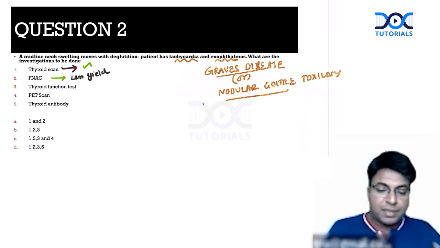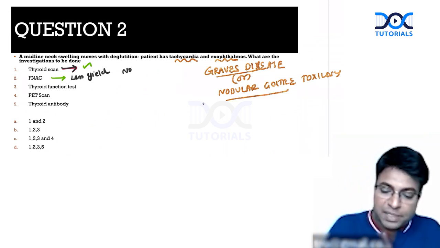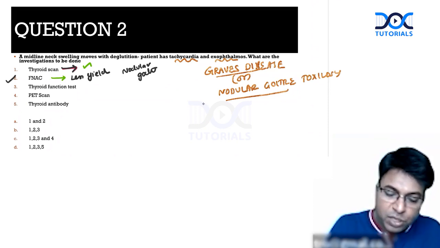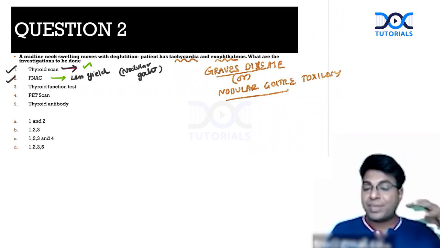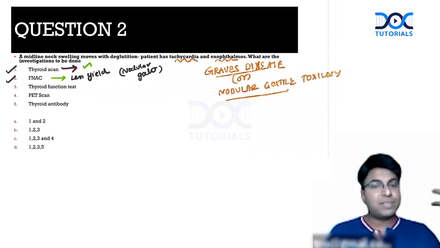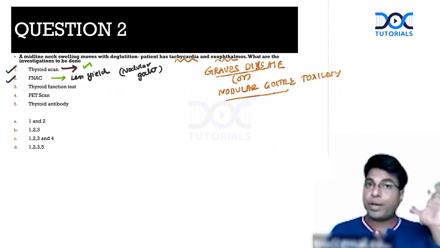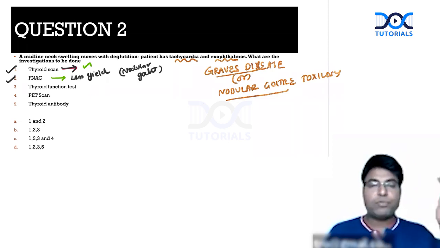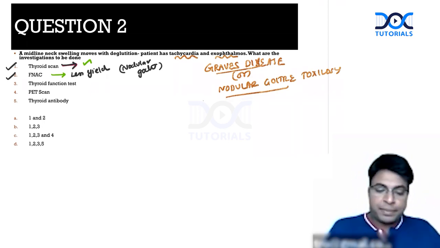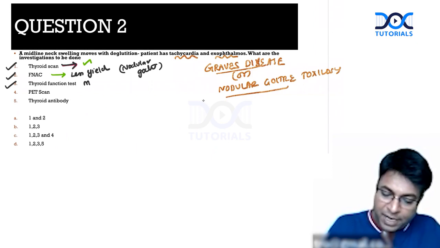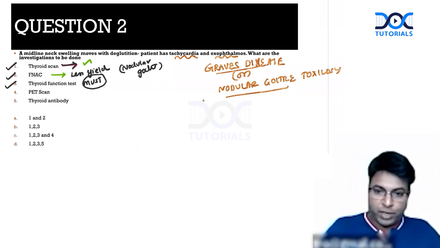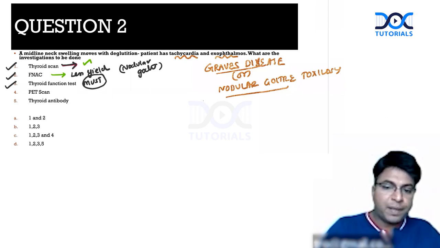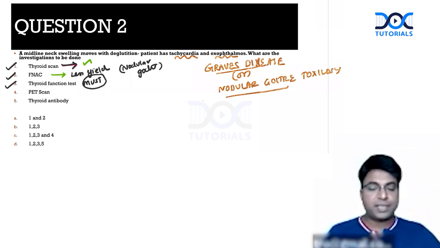But anyhow, if it is a nodular goiter, please remember, I can do this also. FNAC is also indicated if it is a nodular goiter, but the question is not mentioning whether it is a nodular goiter or Graves' disease. It is not mentioned there, so I cannot come to a conclusion. So on the safer side, I'll go for an FNAC. Thyroid function test is a must. Any thyroid disease, you should always do a thyroid function test. Any thyroid problem, you should first do a basic investigation, that is thyroid function test.